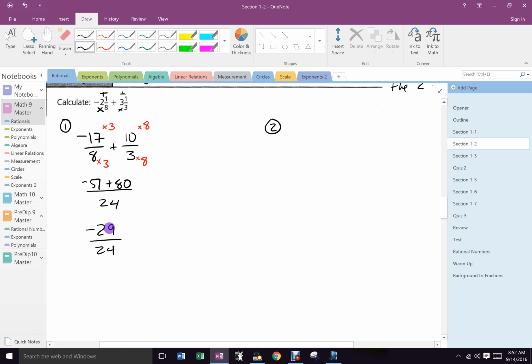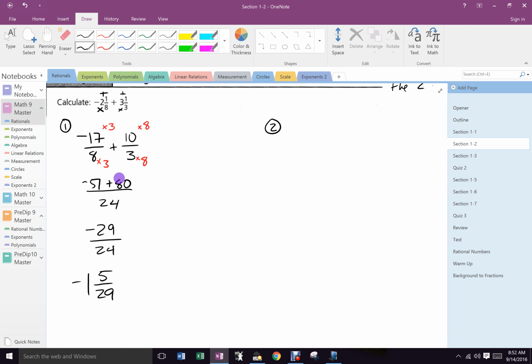How many 24s fit into 29? One. Negative 1. And how many are going to be left over? 5. Is that basically how you guys would have done this question? Yeah? Okay, I'm going to show you something that I like to do that I find easier.